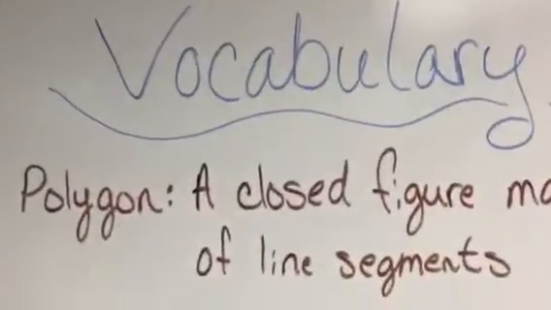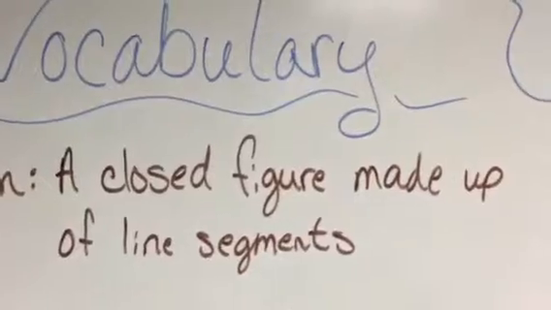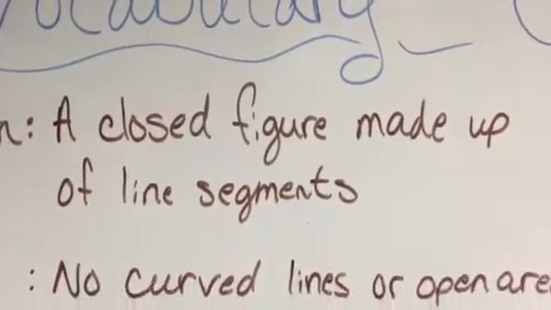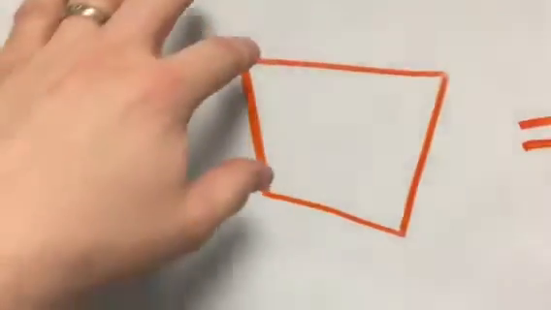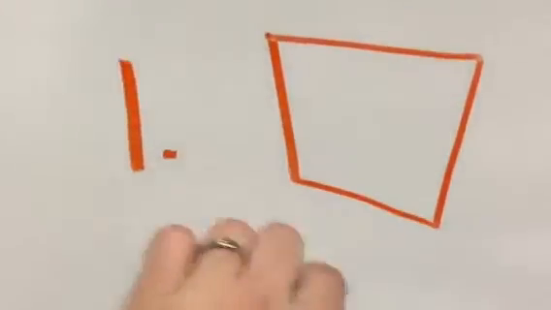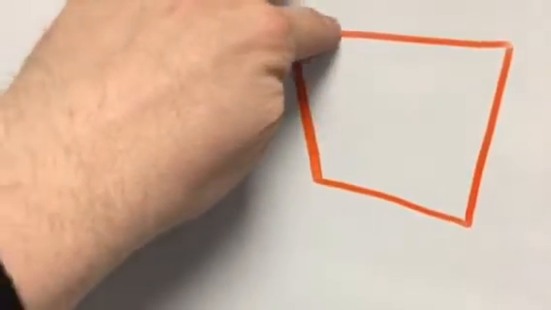Starting with the polygon. It's a closed figure made up of line segments, and there are no curved lines or open areas. So looking at our practice over here, you can see that all of these lines are closed and they're all lines. You don't see any curved or rounded edges. But if I were to get rid of this part right here, that's now considered an open figure and it doesn't count. It's no longer a polygon.